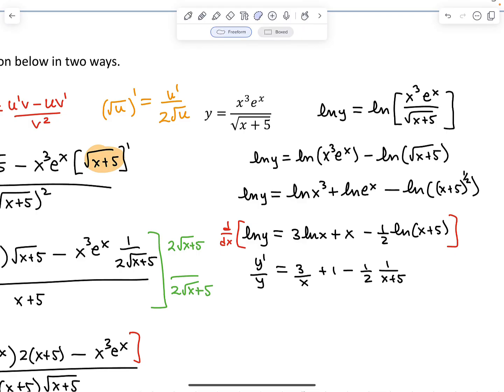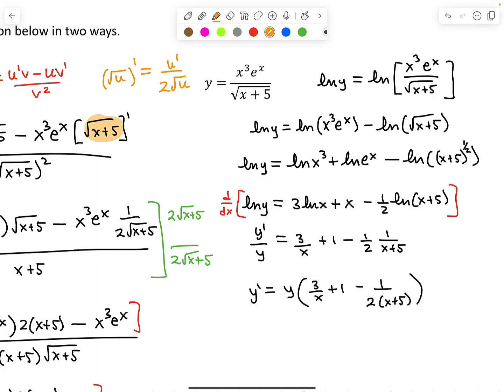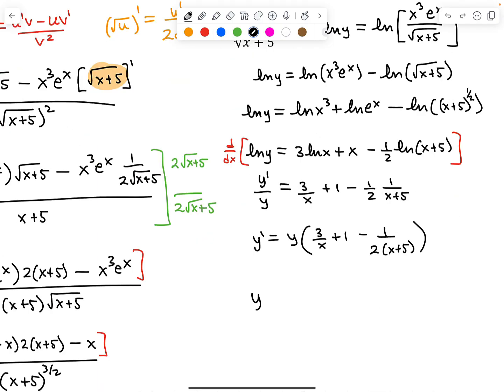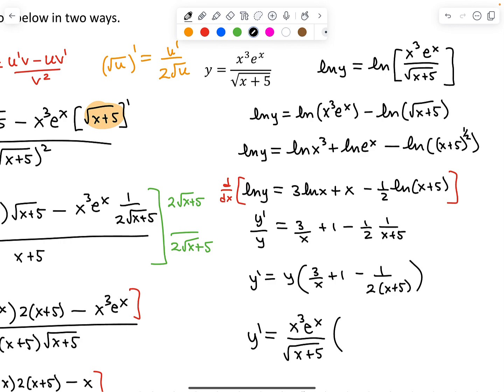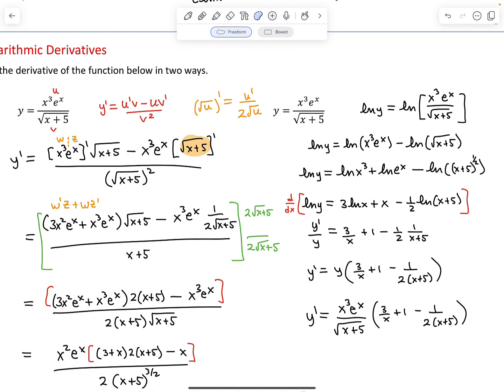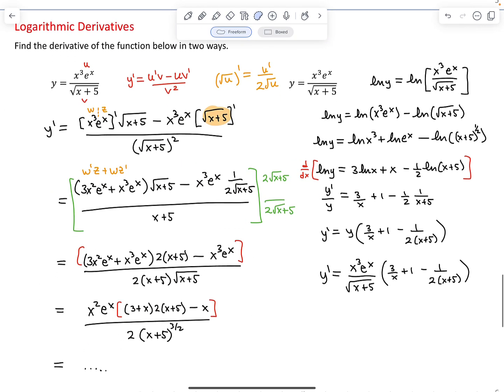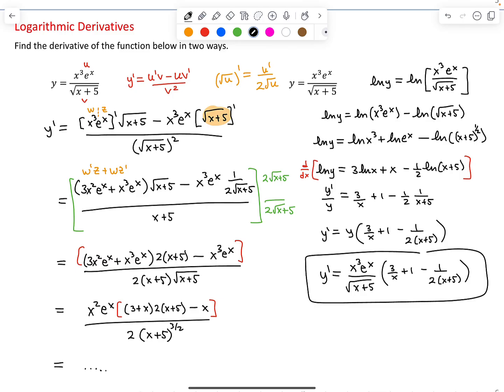Keep in mind I'm solving for y prime, so as a final step, I'm going to multiply this y to the other side. And then replace that y with this function. So we have y prime is equal to the original function, and then times the rest of this. And this is a good place to stop this derivative. This process was a lot easier to do. It did not involve a mess of quotient rules nested within product rules, nested within chain rules, and then a lot of nasty algebraic manipulation. Now, of course, in order to show that these two answers are the same, I would need to continue to do some algebraic manipulation, which I'm not going to do in this lecture.